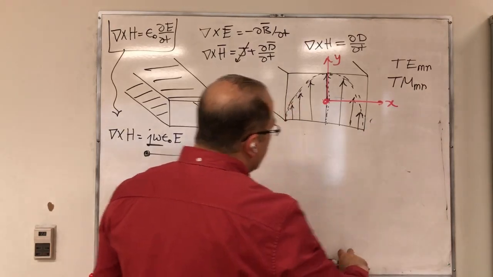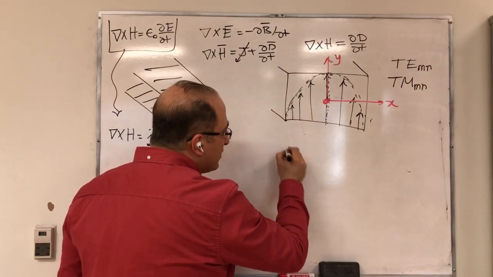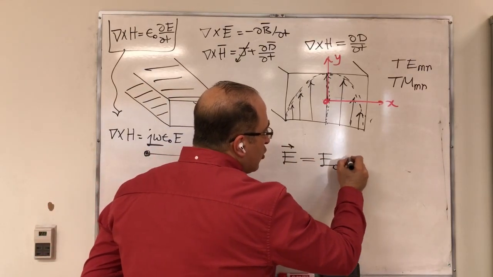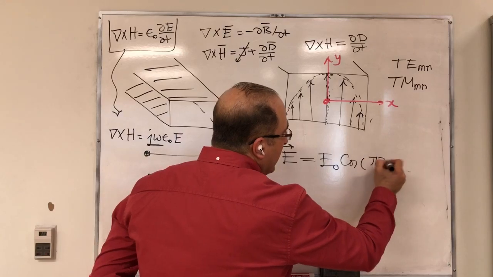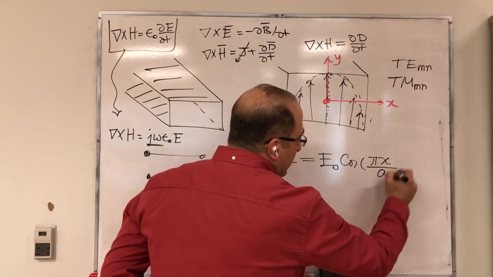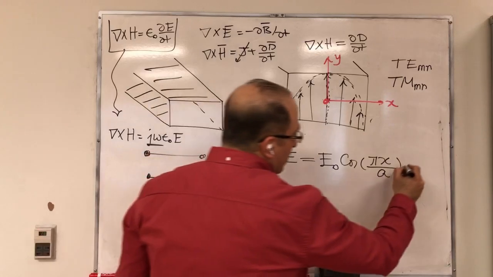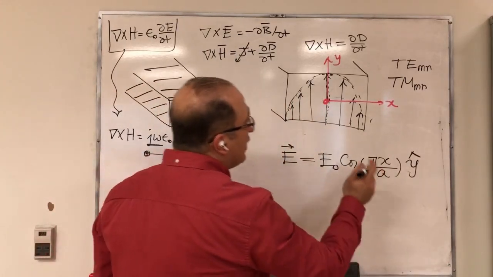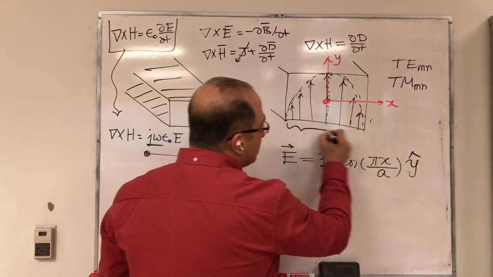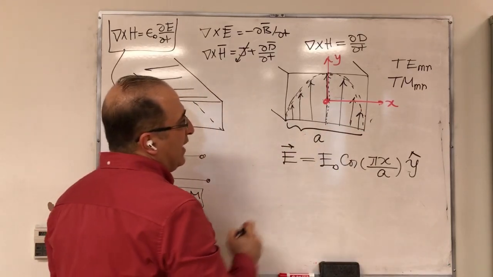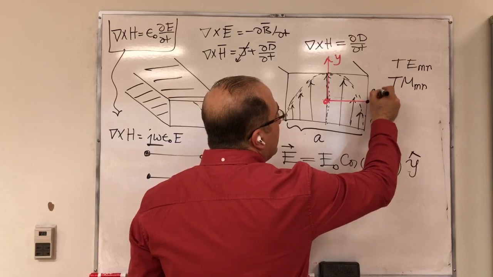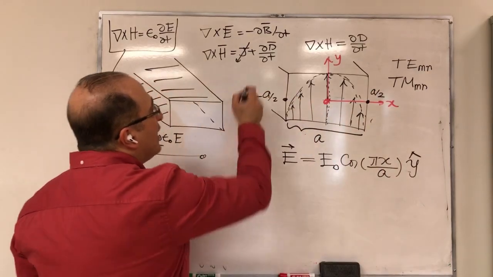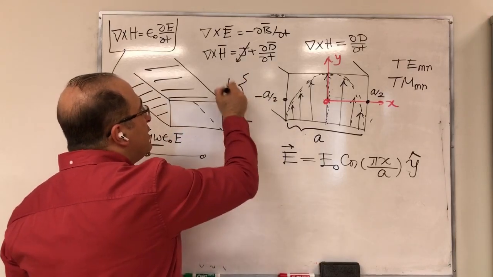So if I write electric field, for example, in this case, I can write my electric field is going to be, for example, E naught cos pi x divided by A in the direction of y hat. Now, what is a small a? That's essentially this dimension. So this is a. Therefore, here I have a divided by 2. Here I have minus a divided by 2. And the vertical dimension is b.